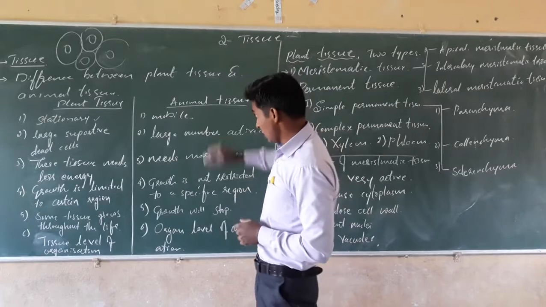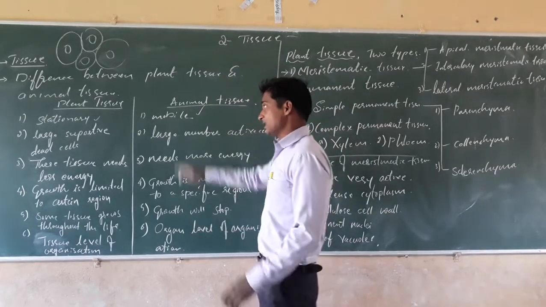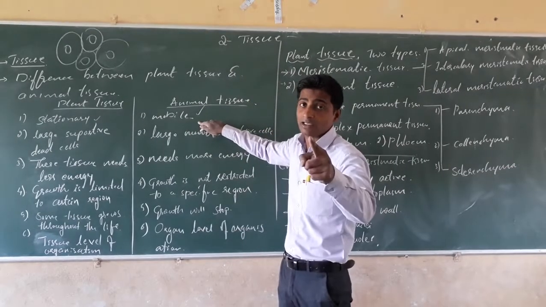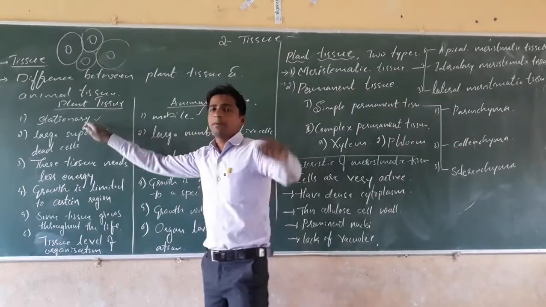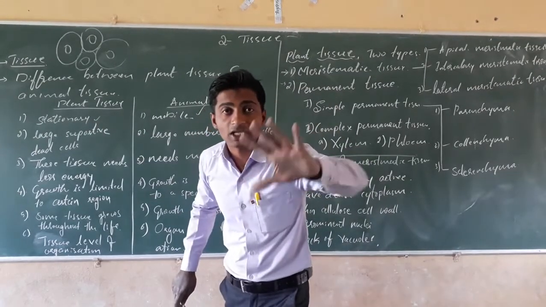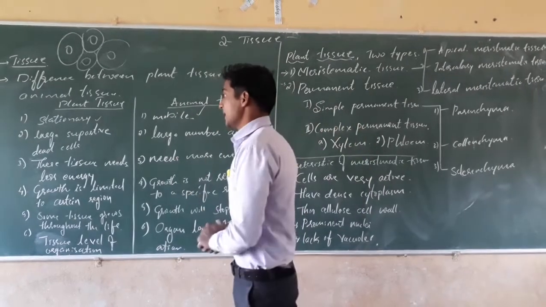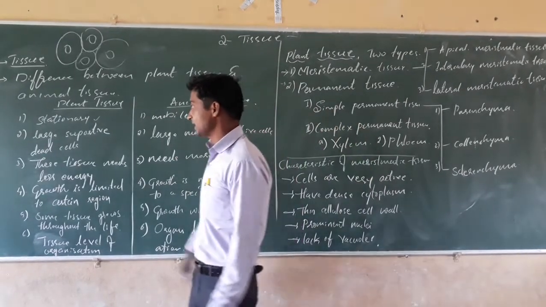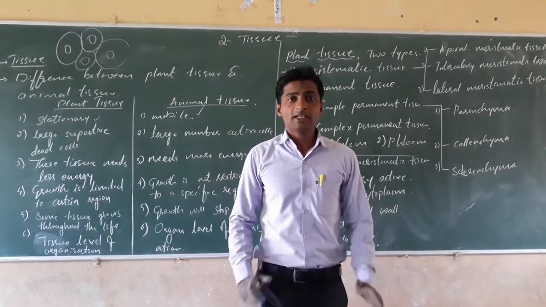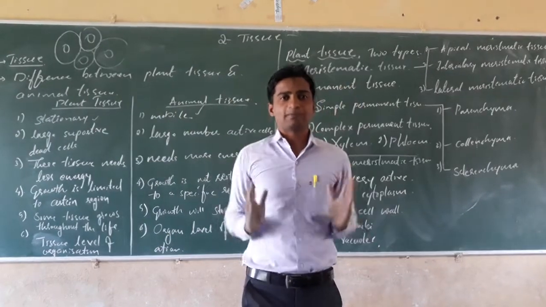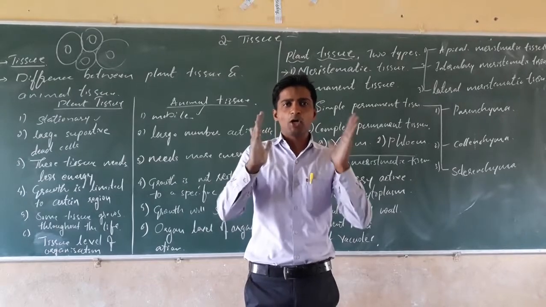Yes, that's why we can say that the animal tissues are mobile, movable. In case of plant tissue, the plant tissues are stationary. Yes. Next, come to the next point: in case of plant tissue, a large number of supportive tissues are present along with the tissues.